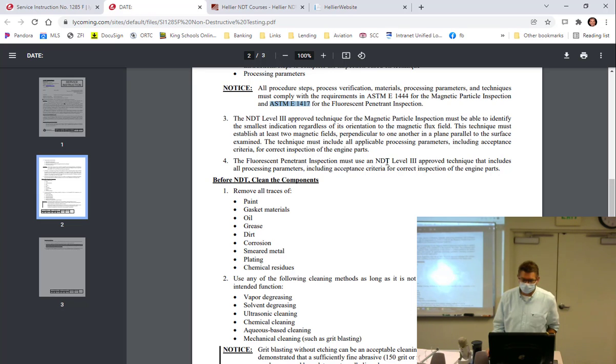Fluorescent penetrant must use an NDT level 3 approved technique that includes all processing parameters, including acceptance criteria, for correct inspection of the engine parts.